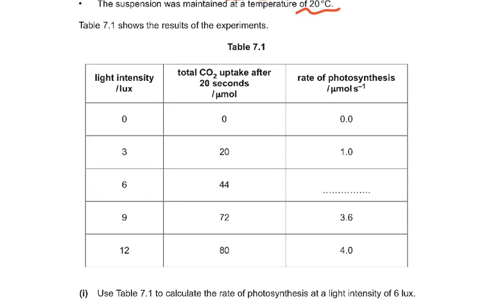So we have 0, 0, 0, then we have 3, 20, 1.0, then 6, 4, 44, and 9, 72, 3.6, and 12. Use table 7.1 to calculate the rate of photosynthesis at a light intensity of 6. So this is the thing that they want you to calculate.